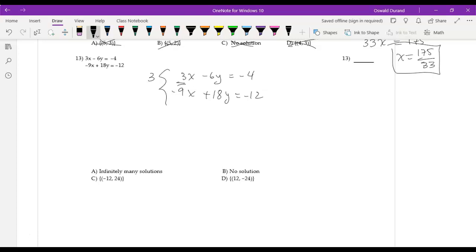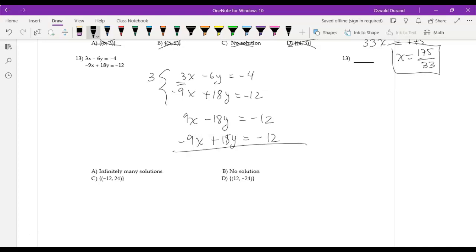Assuming that those are the x terms that I want to cancel out, let's multiply across. I get 9x minus 18y equal to negative 12. Now at the bottom I get negative 9x plus 18y equal to negative 12. Beautiful.